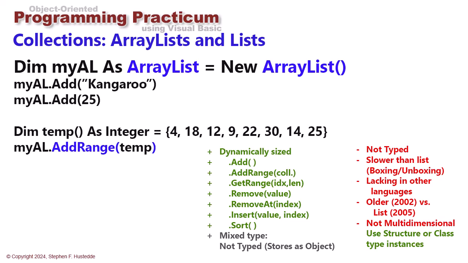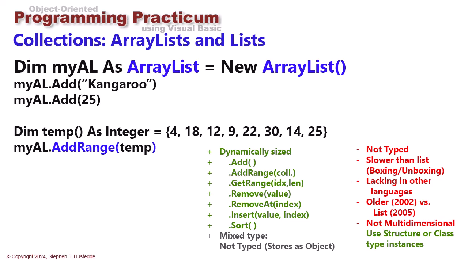If I wanted to add a group of things, I can create an array or some other type of collection. In this case, I did an array called temp as integer equals a group of values, and then myal.AddRange, and I pass it that collection, and we'll add those into my ArrayList. So there's lots of different methods for working with arrays. As I said, they're dynamically sized, and we can add and remove and add ranges and insert values. And there's a Sort method with an ArrayList.